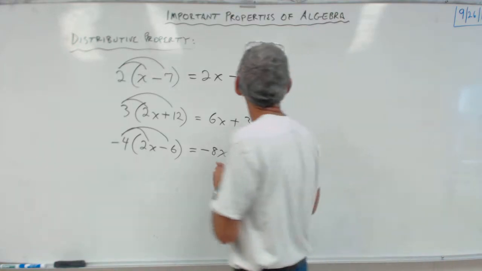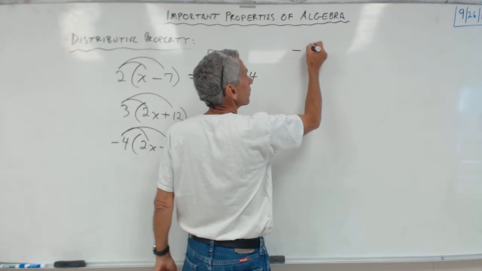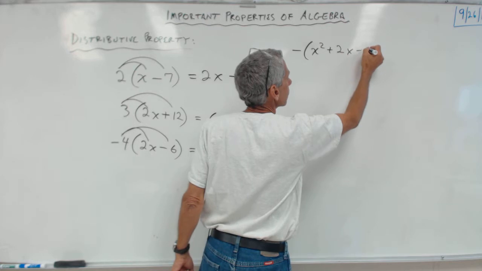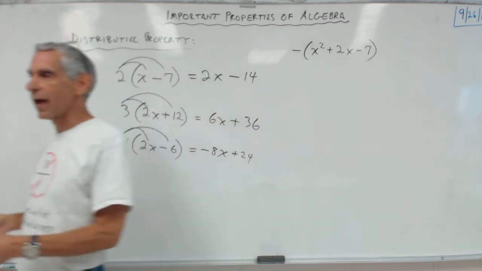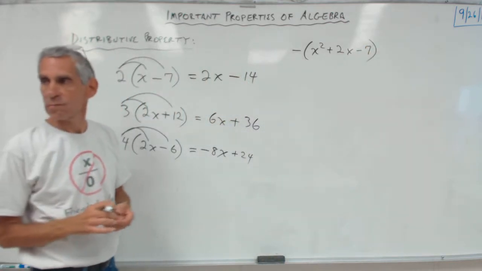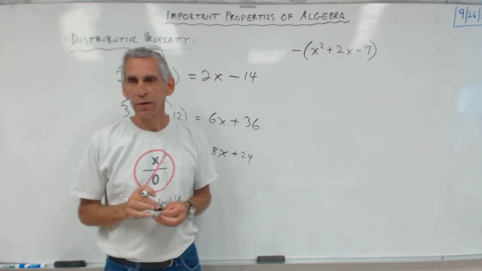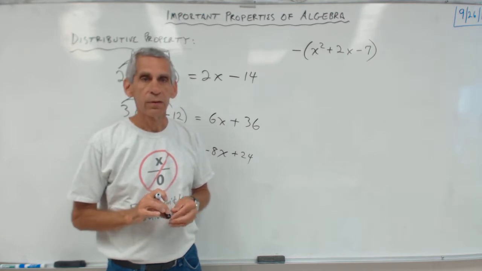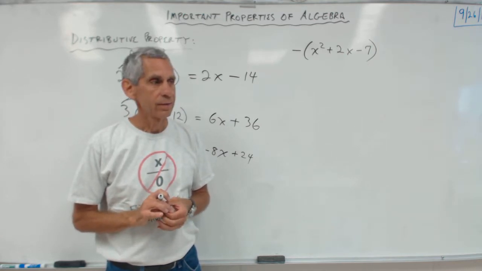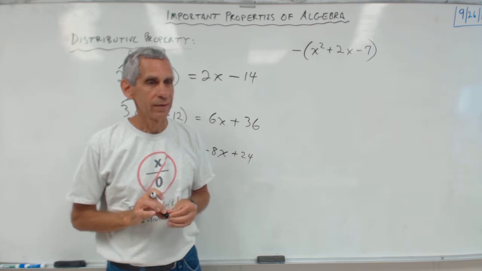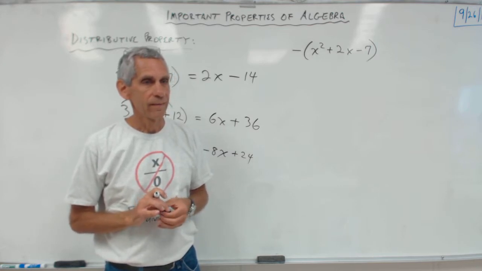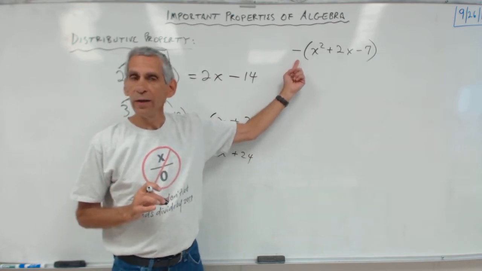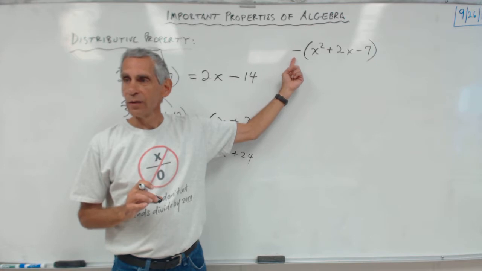But what if I gave you this, though? What if I gave you that? Brisa, what would I do? What would you do? Jaden? Wouldn't that negative turn into a positive? Would you just multiply everything by negative? When you're multiplying, yeah, go for it.